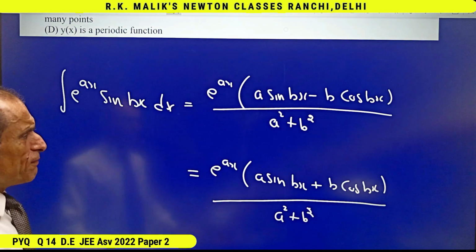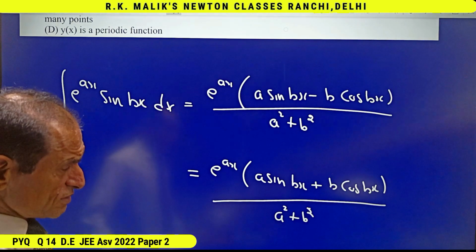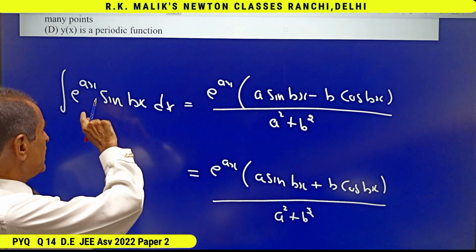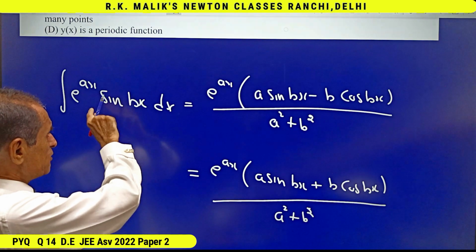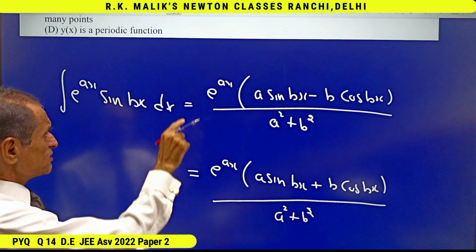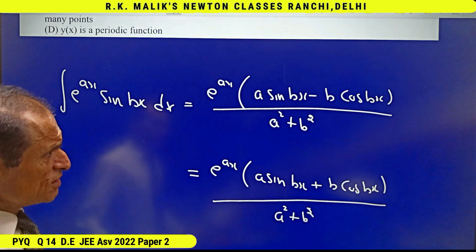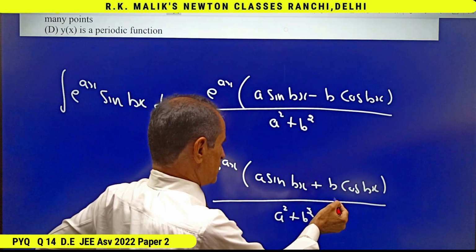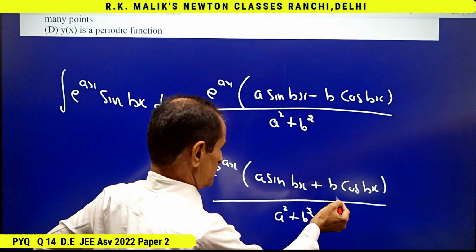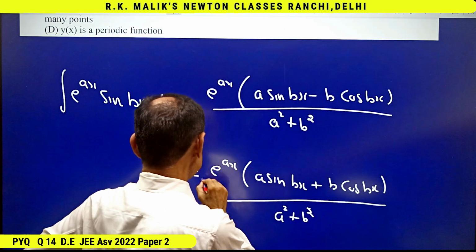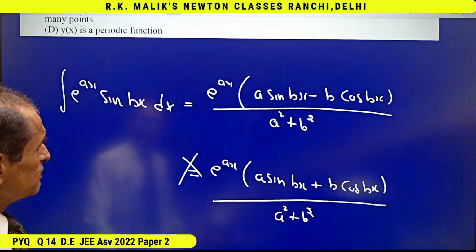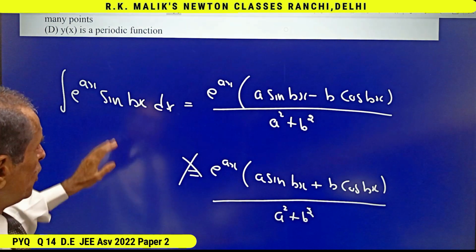Put a equal to 0 and b equal to 1 in both the formulas and see which one gives the correct answer. If I take a equal to 0, b equal to 1, the integrand becomes sin x. The answer should be minus cos x. In this formula, you are getting minus cos x, but in this formula, you will be getting cos x. Hence, immediately I can say this is wrong. In this way, you can always recall the formula.